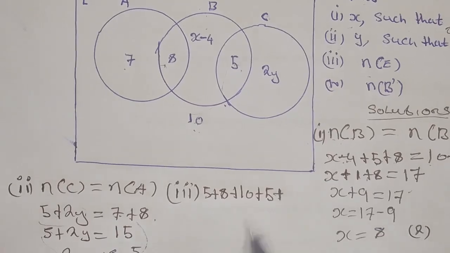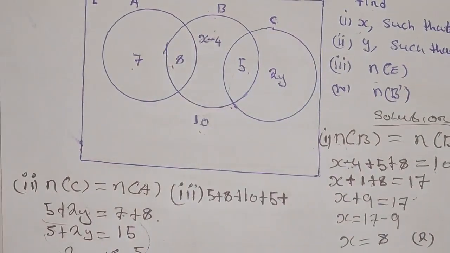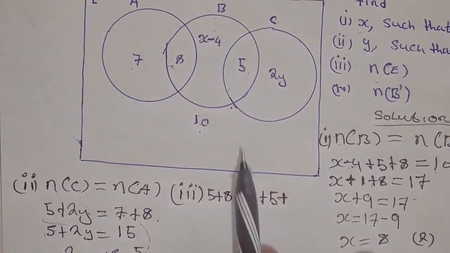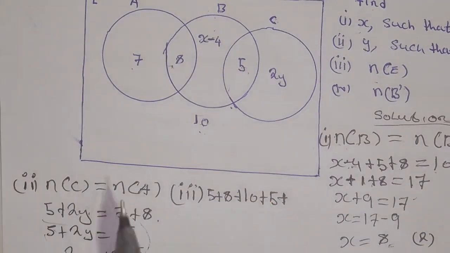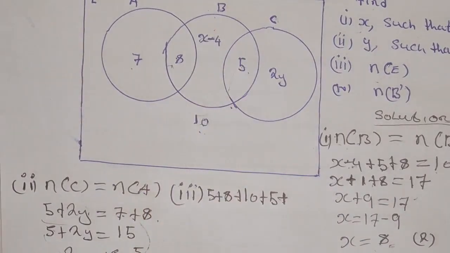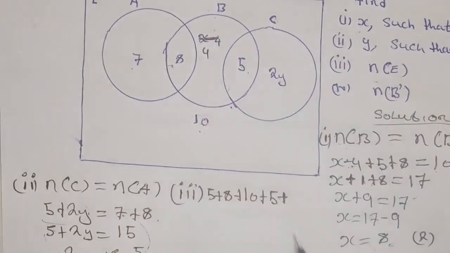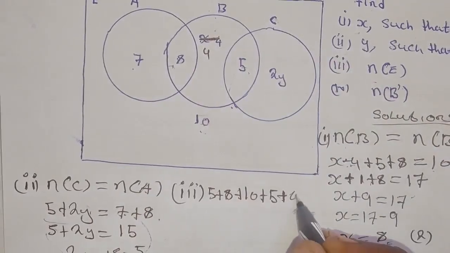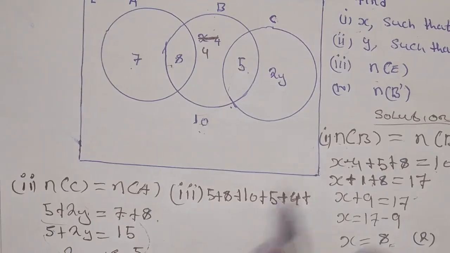Plus. Okay, so x minus 4, we know the value for x, which is 8, right? So where there's x, we're going to put 8, and so we're going to have 8 minus 4. 8 minus 4 will give us 4. So here we have 4. So we can add 4 here. So plus 4. Okay, plus the other value, which is 2y.